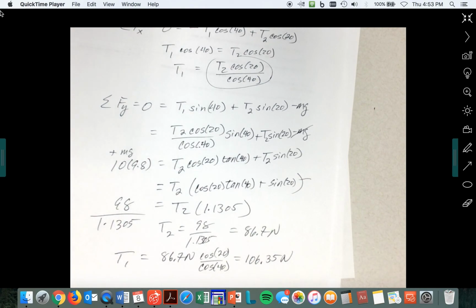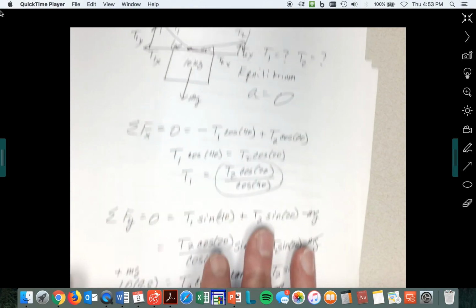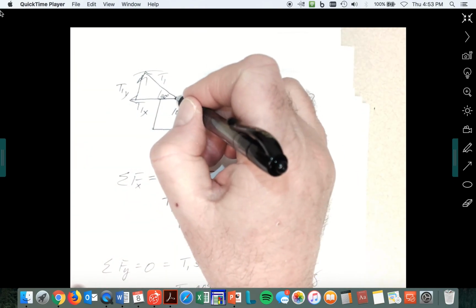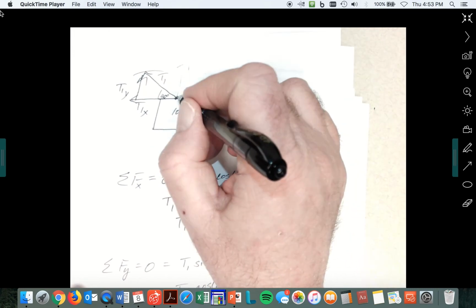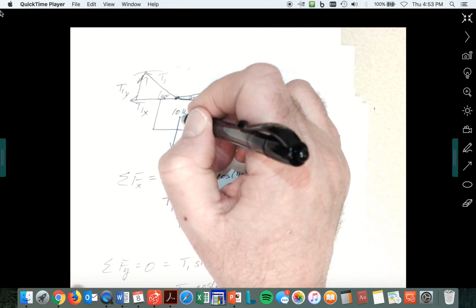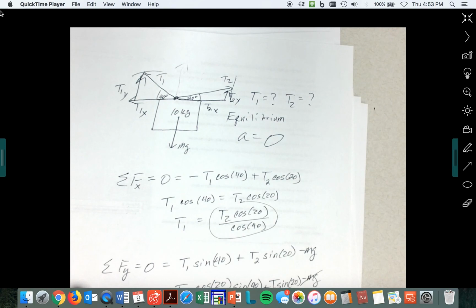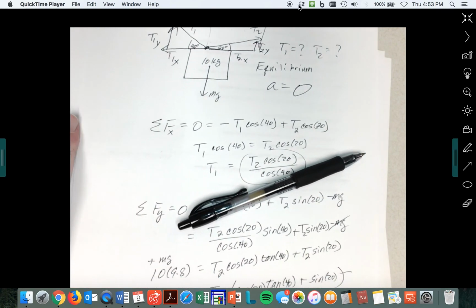So T1 is bigger, and that makes sense because it's a bigger angle. If T1 was going this way and T2 straight up, T2 would be holding most of that up, right? T1 wouldn't be adding much at all. So that makes sense. Good. One more.